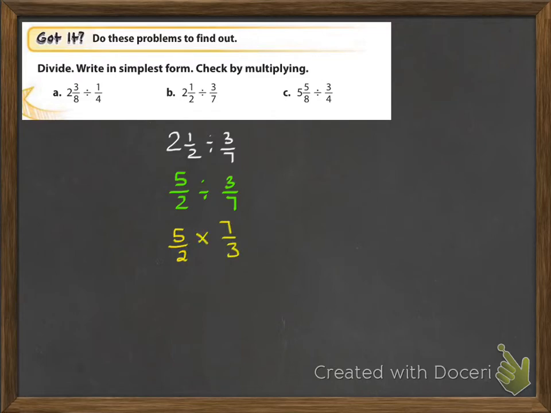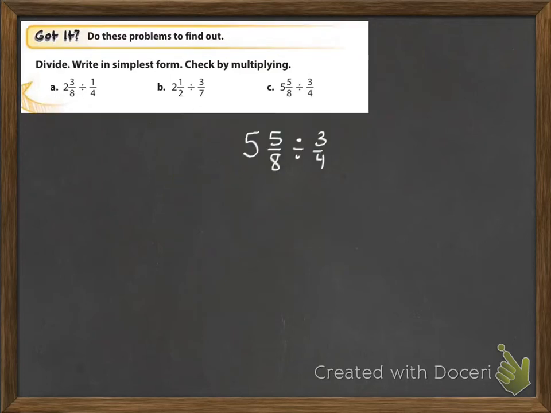We can't do anything with 5 and 3. We can't do anything with 7 and 2. So now we're just going to multiply straight across. 5 times 7 is 35, and 3 times 2 is 6. And now we need to change that back into a mixed number. So we know 6 times 6 is 36. So the whole number is actually going to be 5. 6 times 5 is 30. And then we have 5 left over to get to that 35. And then we have 6 as our denominator. So 5 and 5/6 is the answer you should have gotten for B.